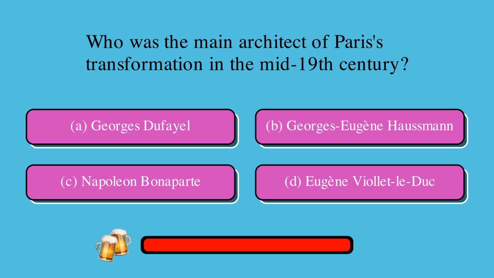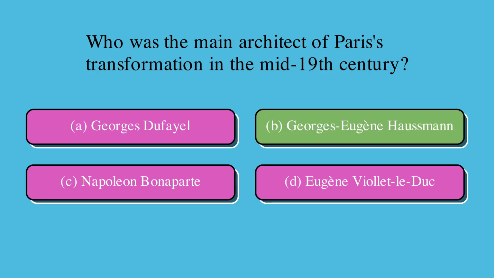Who was the main architect of Paris's transformation in the mid-19th century? Is it A. Georges Dufail, B. Georges-Eugène Haussmann, C. Napoleon Bonaparte, or D. Eugène Viollet-le-Duc? The correct answer is B. Georges-Eugène Haussmann.